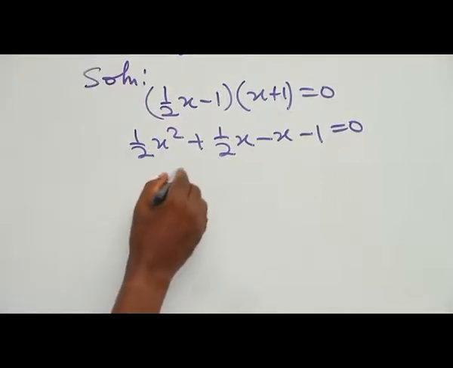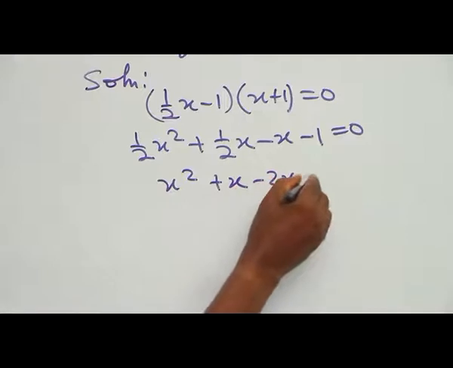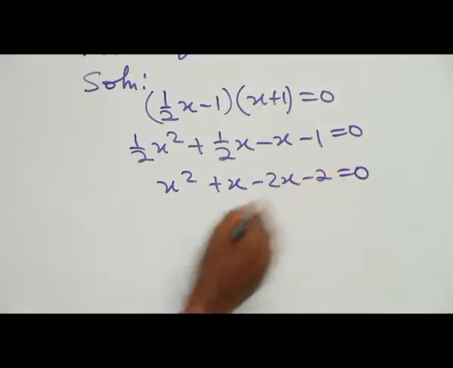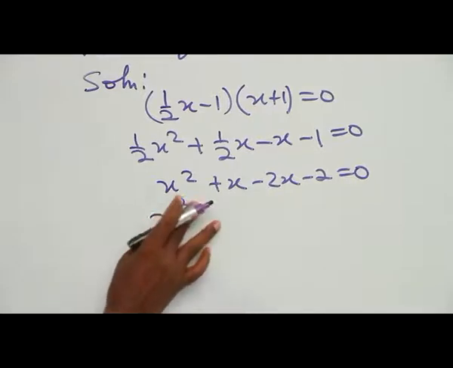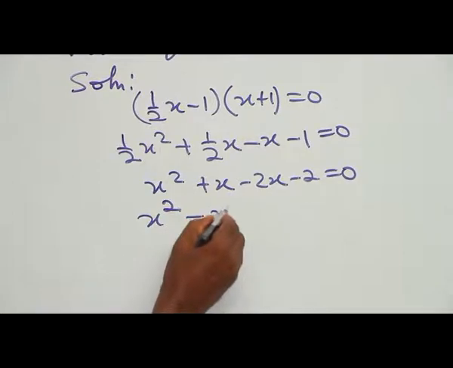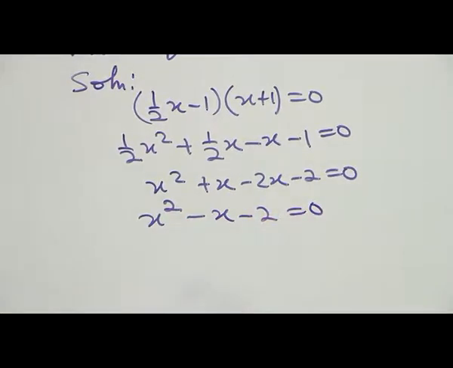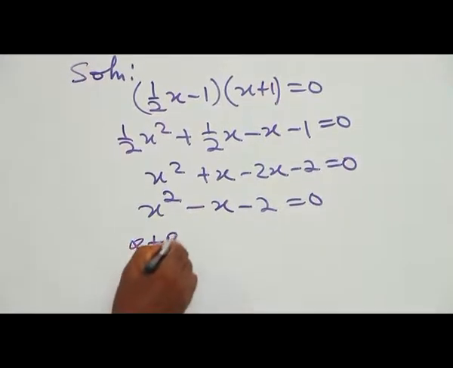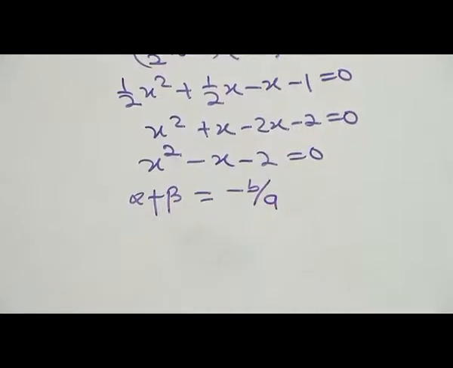So this becomes s squared plus s minus 2s minus 2 equal to 0. Now we can rearrange to the standard form. This is your s squared, and this is minus s, and minus 2 is equal to 0. Of course, we know that alpha plus beta is minus b all over a.